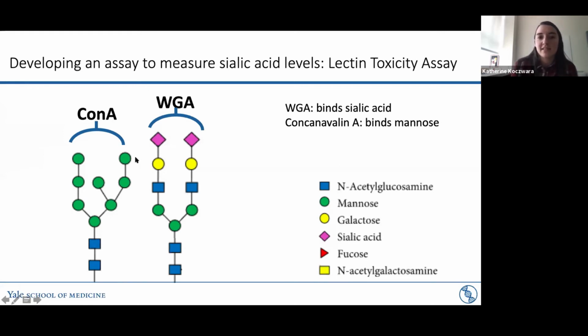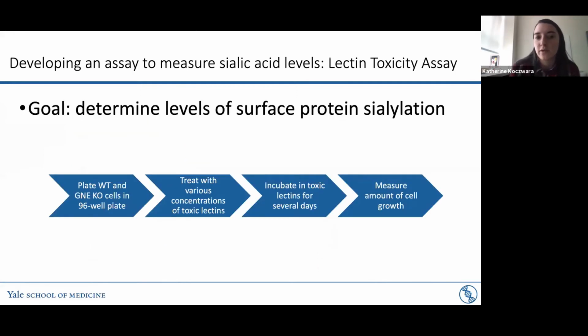The way this assay using these lectins works is we will plate a bunch of healthy or GNE knockout or GNE deficient cells on a plate, and we can treat with various concentrations of these lectins. And these lectins at high enough concentrations are actually very toxic to the cells. The cells do not like to grow in the presence of high concentrations of these lectins.